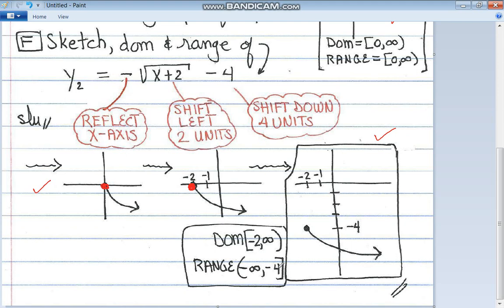The range are the y coordinates. The smallest y coordinate, well, this thing keeps dropping down forever, so you could drop down all the way to y equals negative infinity. But if you move upward, you'll see that you'll have points somewhere on this graph all the way up, and including y equals negative 4, boxy bracket.